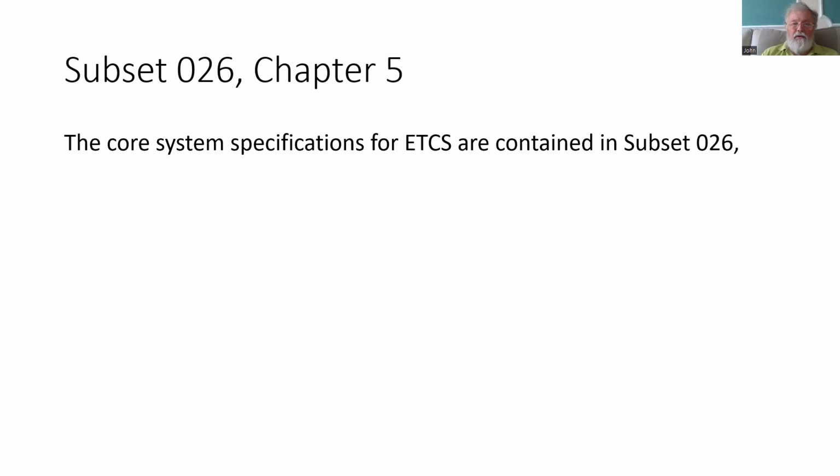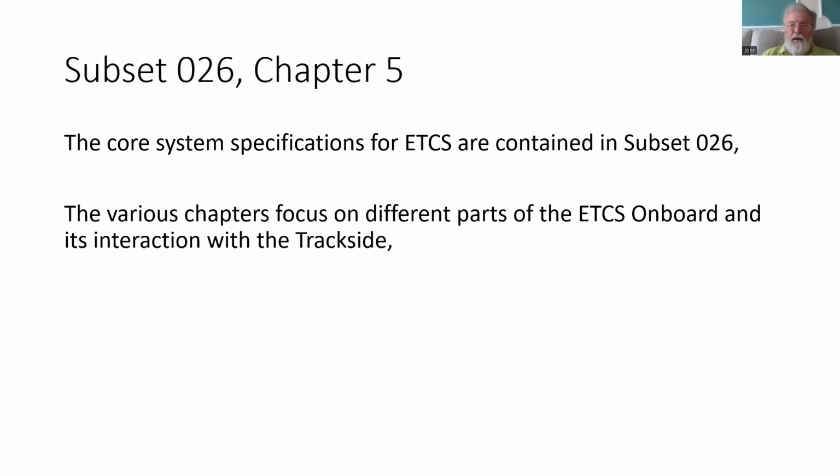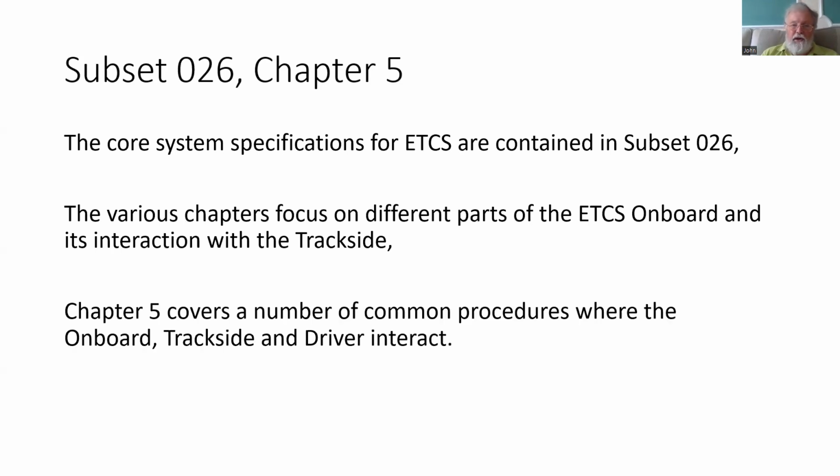So subset 26 is the system fundamentals of ETCS, and chapter 5 looks at the procedures. So we know that the core system specifications are contained in subset 26, and for clarity I'm using baseline 3 release 2 or version 3.6.0 of subset 26. The various chapters in subset 26 look at different parts of the ETCS onboard and its interaction with the trackside. And chapter 5, which we'll be looking at in detail, is the common procedures, primarily where the onboard, trackside and the driver interact.